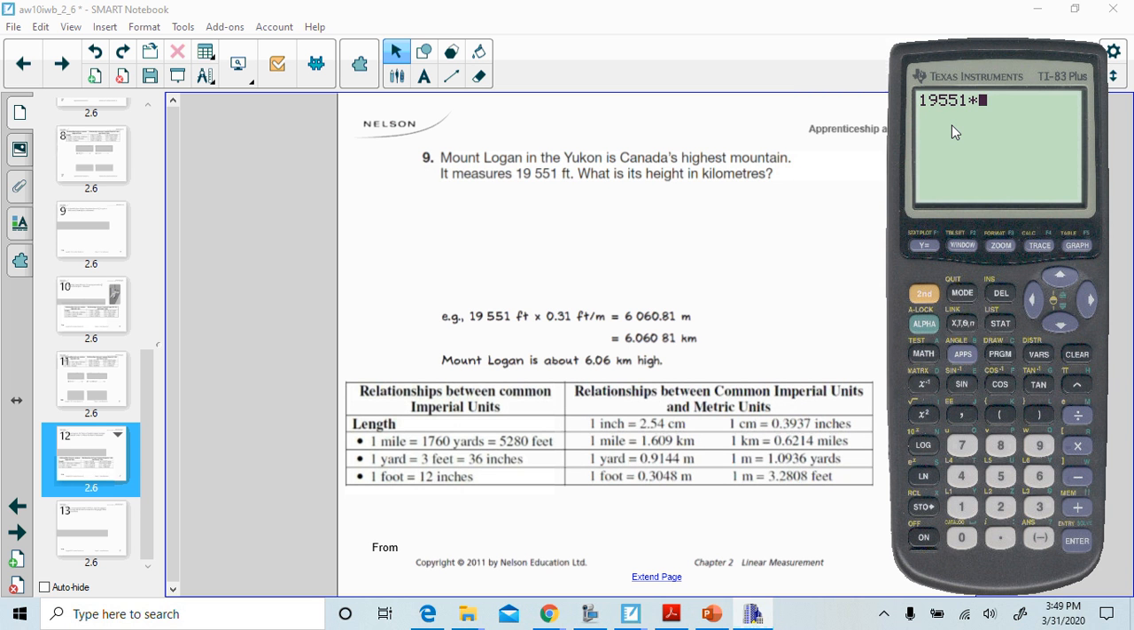let's do it that way too, so we can see that, 19,551 times 0.3048. Oops. 0.3048. There we go. Which is that number divided by 1,000 to convert back to kilometers. So you can see the numbers are very close. They're just a little bit off due to number of decimal places being used. In an assessment, you would obviously use the conversion given to you, so you get a consistent answer.